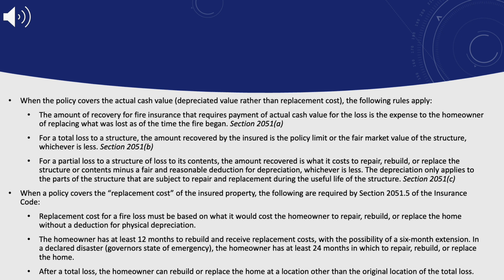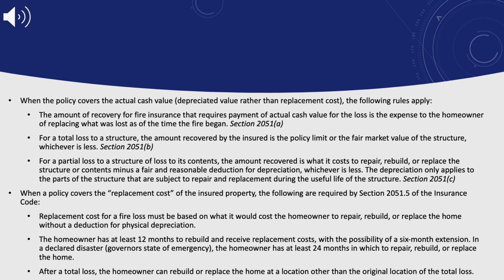Section 2051C. When a policy covers the replacement cost of the insured property, the following are required by Section 2051.5 of the Insurance Code. Replacement cost for a fire loss must be based on what it would cost the homeowner to repair, rebuild, or replace the home without a deduction for physical depreciation. The homeowner has at least 12 months to rebuild and receive replacement costs, with the possibility of a 6-month extension.